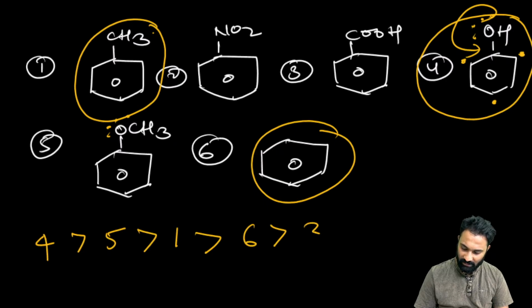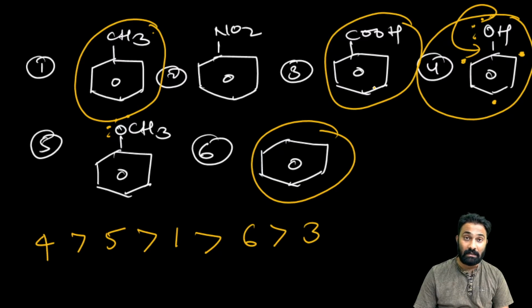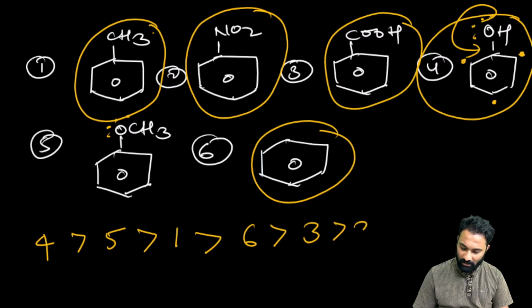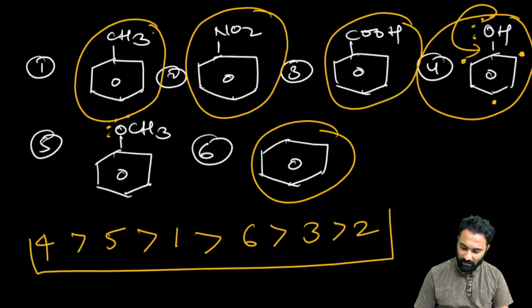Then after that we have this one, a weak ring activating group, because this is toluene. Toluene comes under the weak ring activating group. Clear? Next comes neutral benzene, 6. Next we have 3, the carboxylic acid. It comes under the moderate ring deactivating group. Then comes the nitro, which is the last, a strong ring deactivating group.